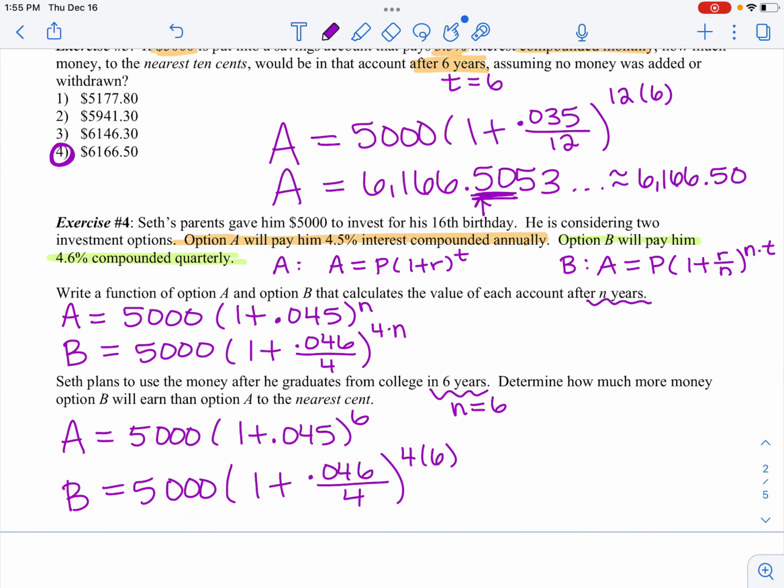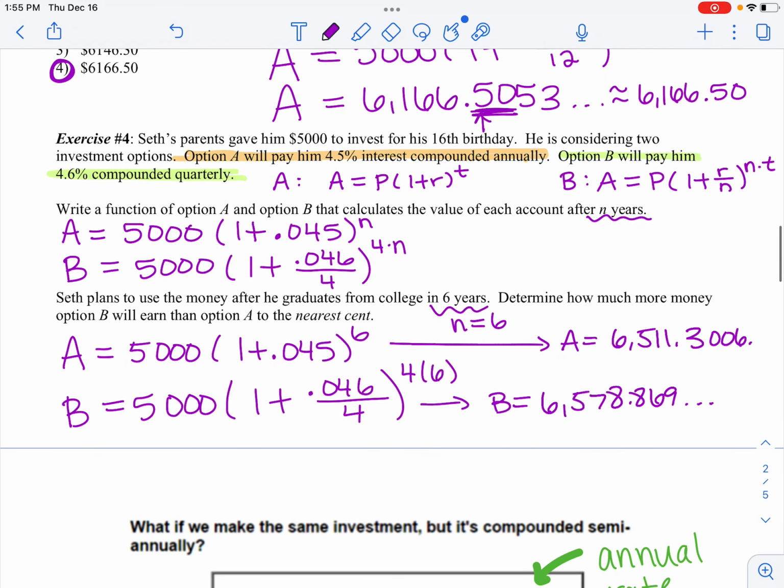So option A, just to write this down here. So option A was $6,511 and about 3 cents. Option B was $6,578.80. And when we subtracted B minus A, we got $67.57 rounded to the nearest cent.